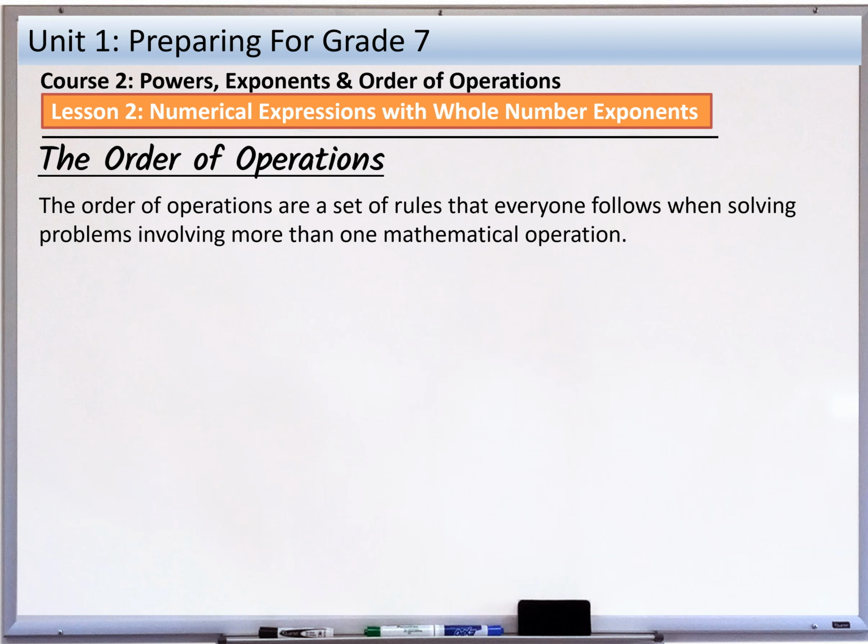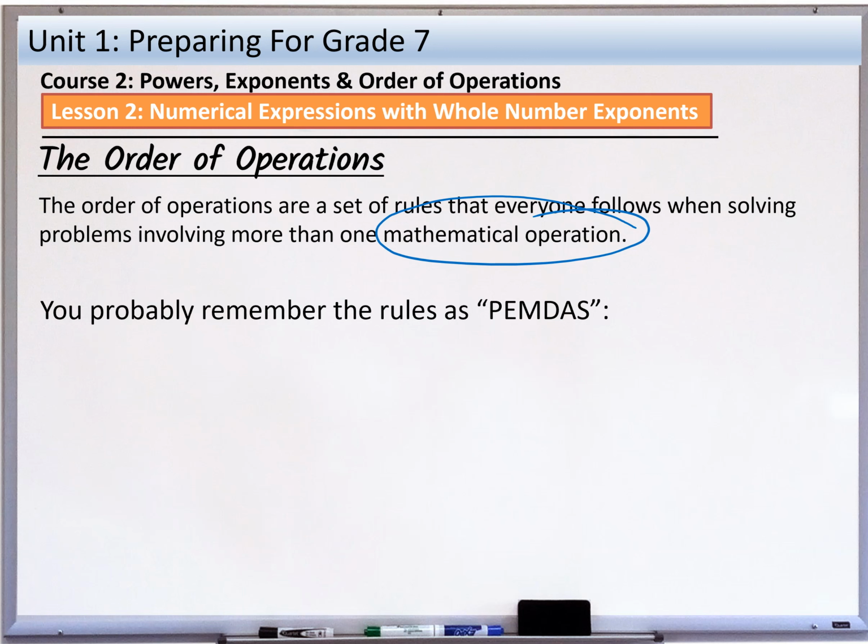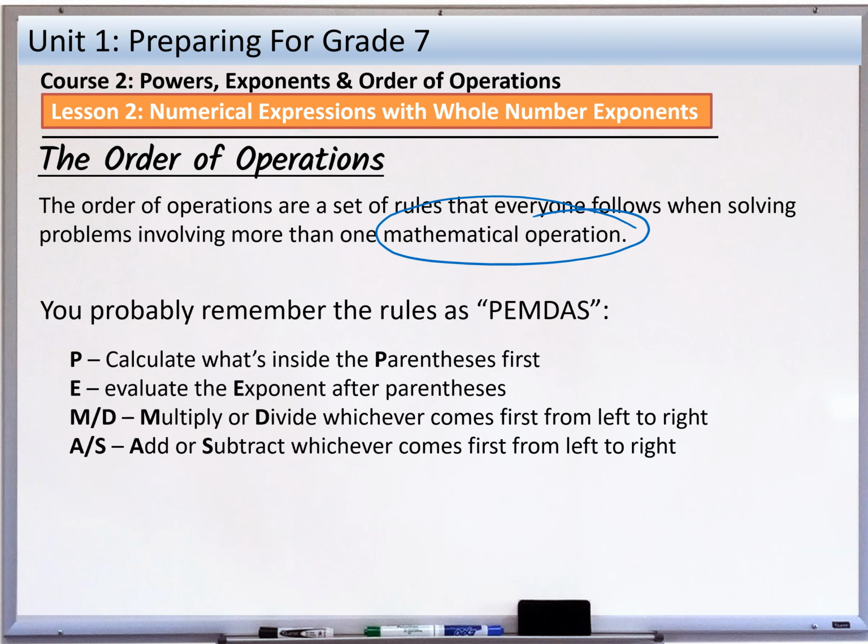So the order of operations are a set of rules that everyone follows when solving problems involving more than one mathematical operation. And by mathematical operation, we mean addition, subtraction, multiplication, division in this case. You probably remember the rules as PEMDAS, or parentheses, exponents, multiplication, division, addition, and subtraction. And maybe even remember, please excuse my dear Aunt Sally, but we're going to move on past that, right? But here are the order of operations.